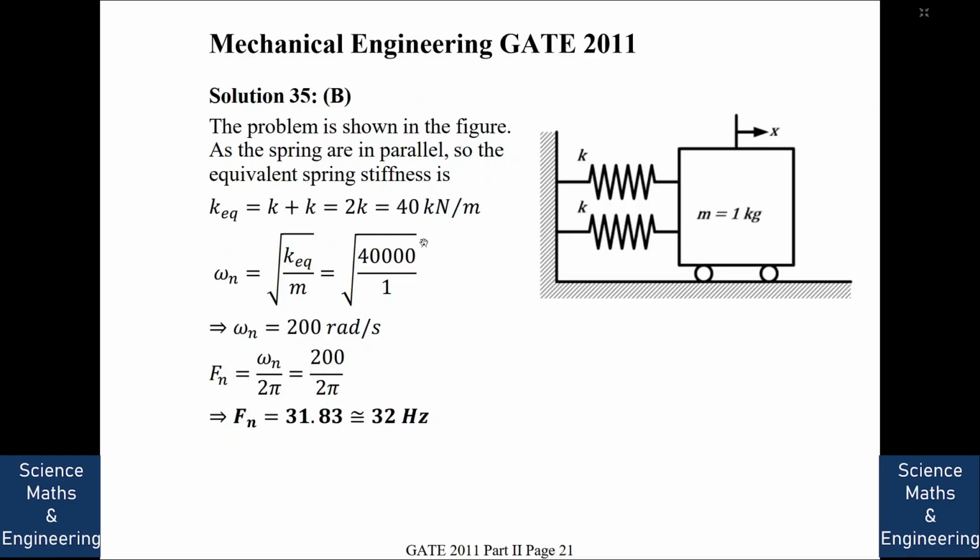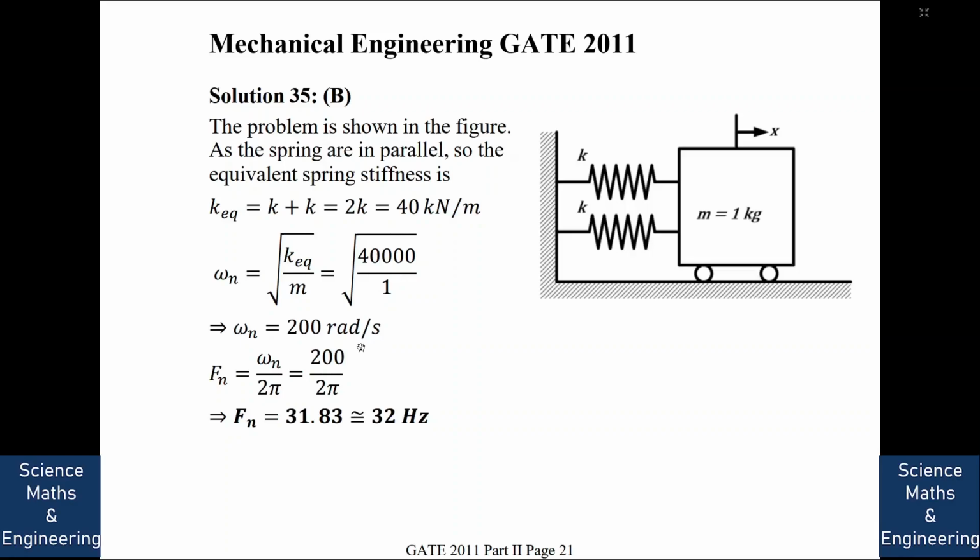So let us see how we are getting it. These springs are in parallel. So the equivalent spring stiffness K equivalent would be the addition of the stiffness of the individual springs, which is equal to K plus K, that is twice K, or 40 kilonewton per meter, as each spring is 20 kilonewton per meter. Now omega n is equal to root over K by m, that we know. So which is equal to root over 40,000 divided by 1. So omega n is equal to 200 radian per second.